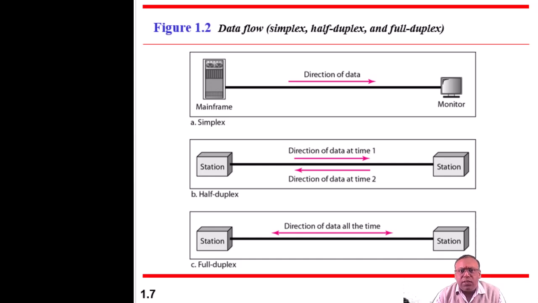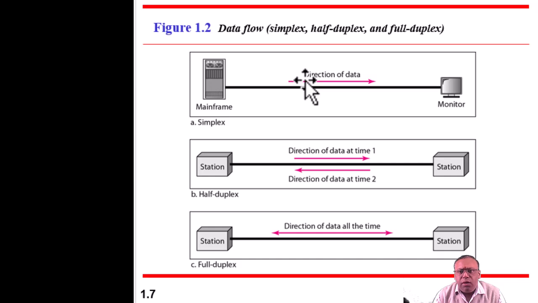Now we will discuss the data flow. Data flow is of three kinds here: simplex, half duplex, and full duplex. So as per the slide, you can see first is the simplex, means the transmission of the data is only in one side, means it is a one-way transmission. Data will go always from the mainframe to the monitor. Direction of data is always a single side.